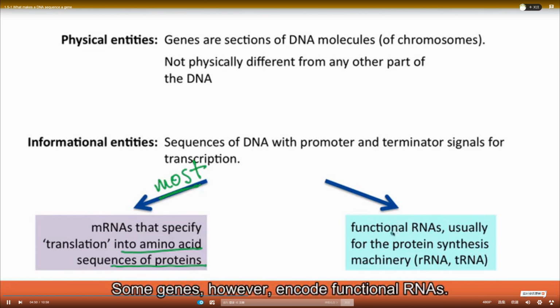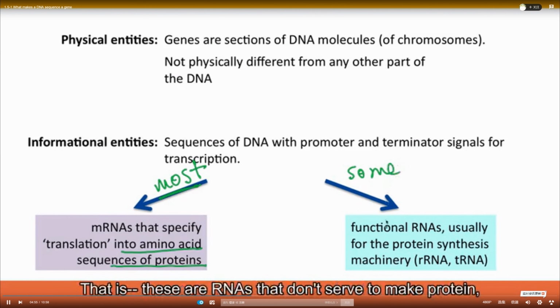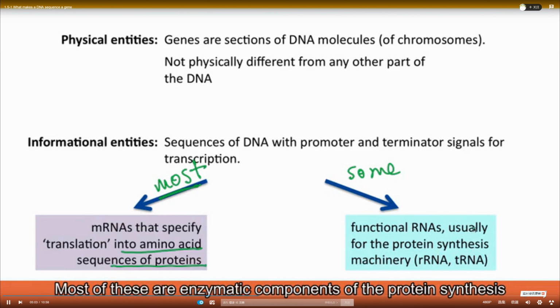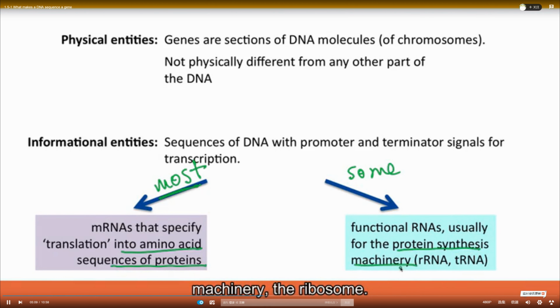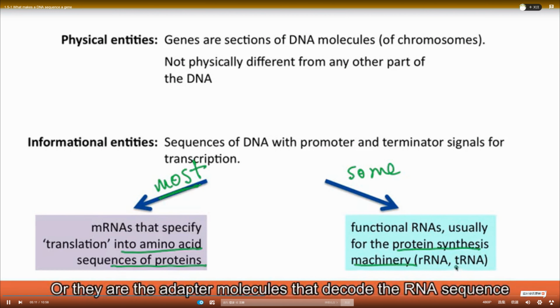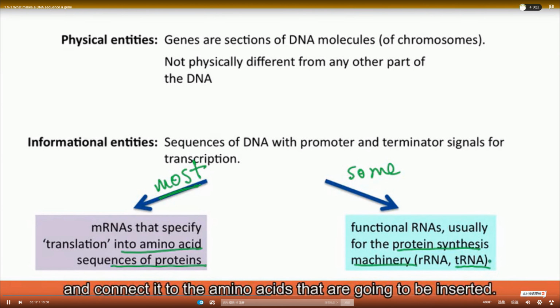Some genes, however, encode functional RNAs. That is, these are RNAs that don't serve to make protein, but are functional in their own right. Most of these are enzymatic components of the protein synthesis machinery, the ribosome, or they are the adapter molecules that decode the RNA sequence and connect it to the amino acids that are going to be inserted.